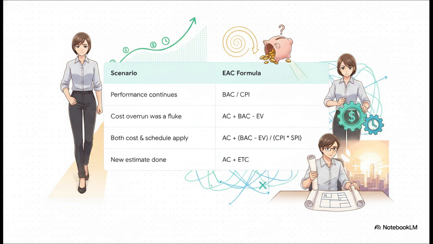Finally, if the question tells you the previous estimate is null and void and a totally new estimate was done, it's just actual cost plus the new estimate to complete, or ETC. Connect these exact keywords to these formulas, and I promise you will never get an EAC question wrong.